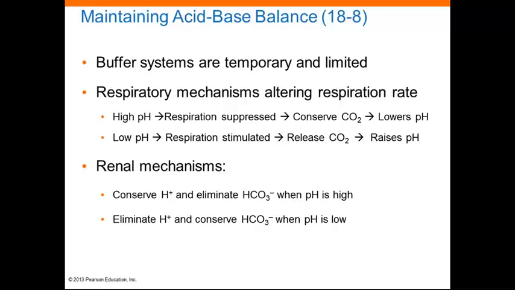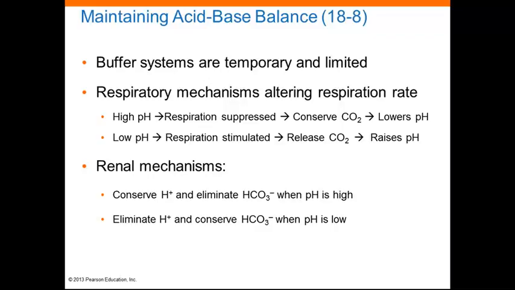Since buffering systems can tie up excess hydrogen ions, they provide a temporary solution to a low pH situation. However, the hydrogen hasn't been removed, so the buffer systems are limited in their capacity to maintain an acid-base balance. So the combination of buffers, the respiratory system, and renal mechanisms involved in hydrogen ion loss and gain is responsible for maintaining the homeostasis of the acid-base balance.